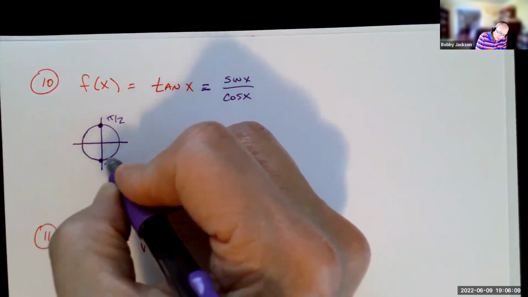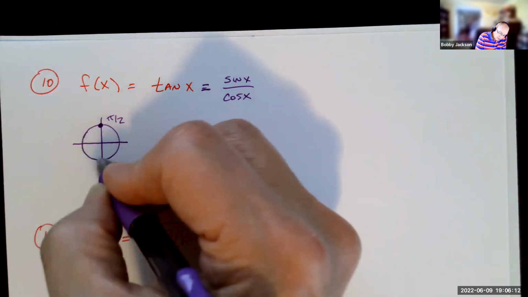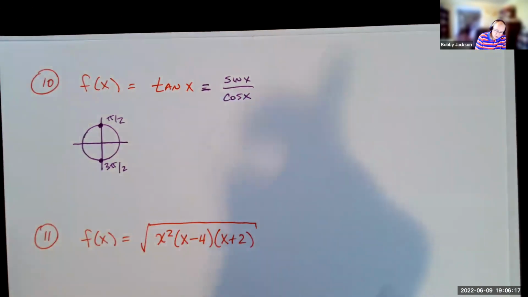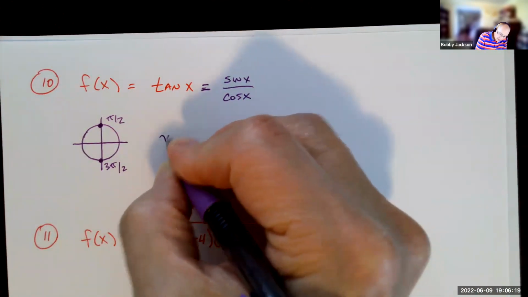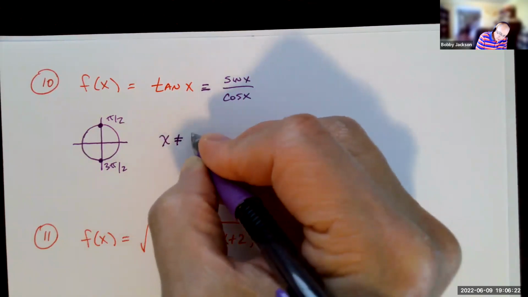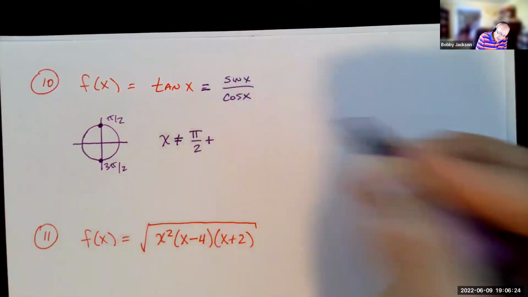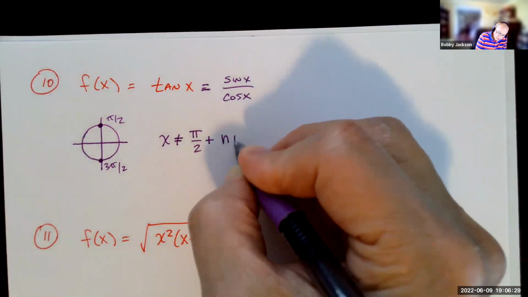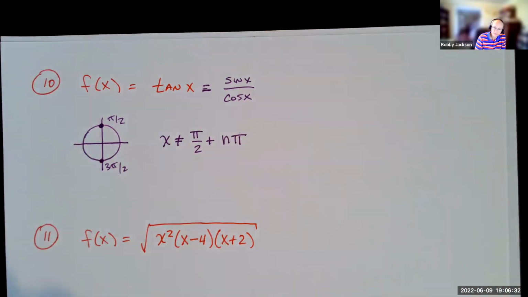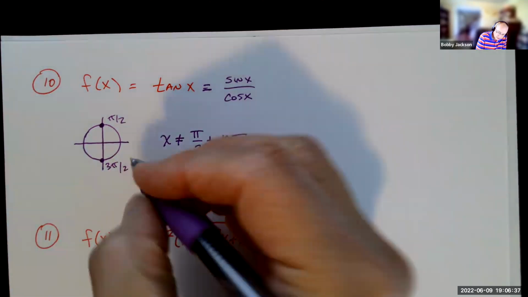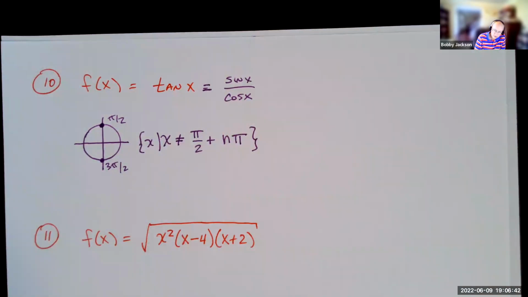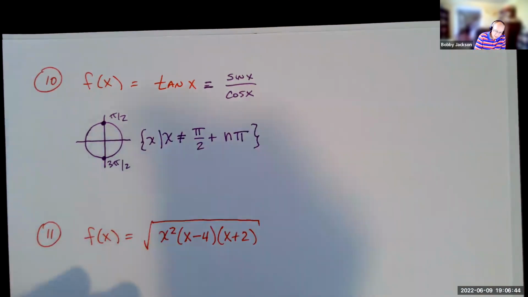And I can just keep adding pi or subtracting pi, and I'll be at a point where cosine is 0. We need to exclude those values. So we want x not equal to pi over 2 plus any multiple of pi. Typically, when we say integer multiple, I'll use n for that, where n is any integer. So that's one way you can write the domain: the set of all x such that x is not equal to pi over 2 plus n times pi.